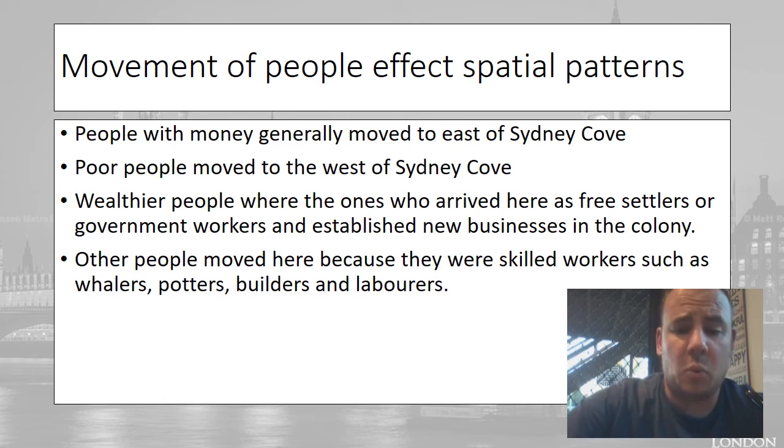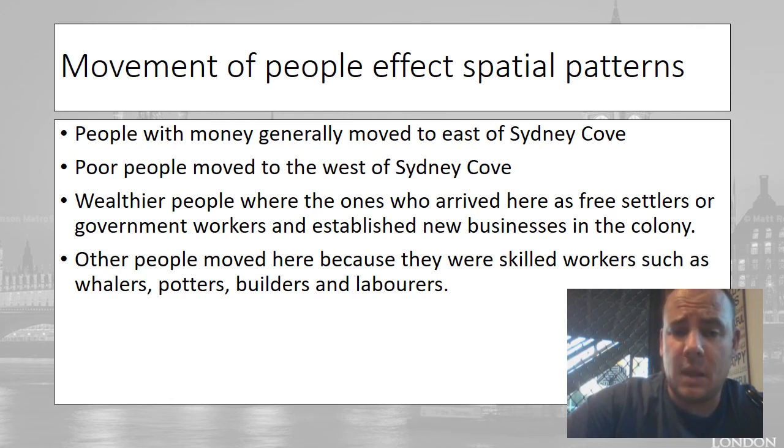The wealthier people were the ones who arrived here as free settlers and government workers, and what they did, they established new businesses or worked for the government in a colony. They were better off, and that's why they located in the east, because they were close to their work. The poorer people moved here because they were skilled labourers such as whalers, potters, builders and labourers.